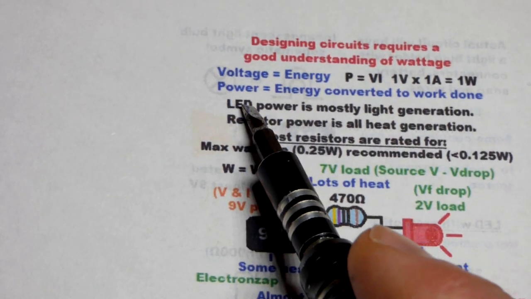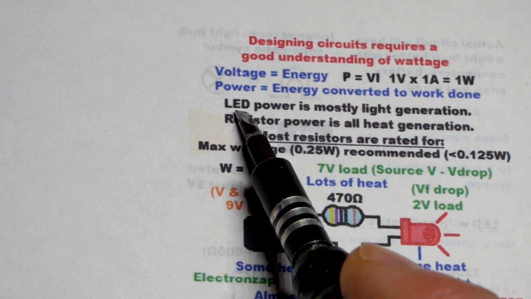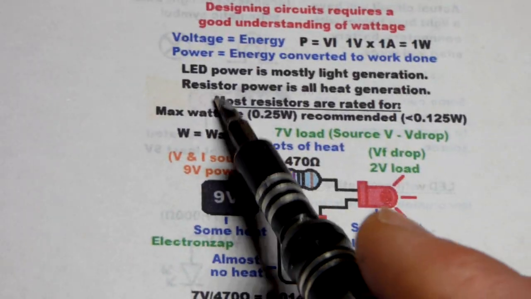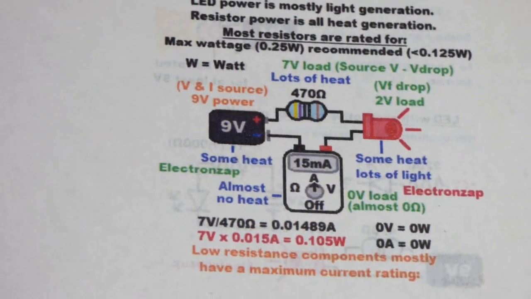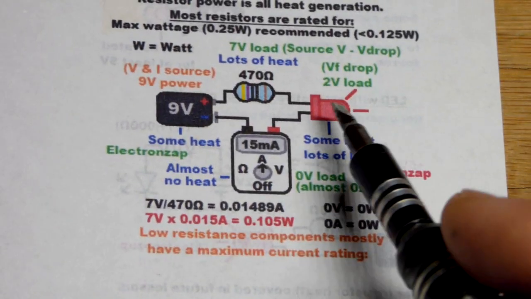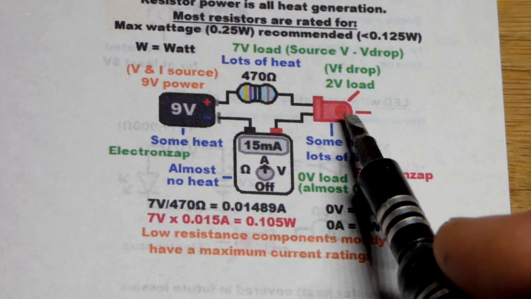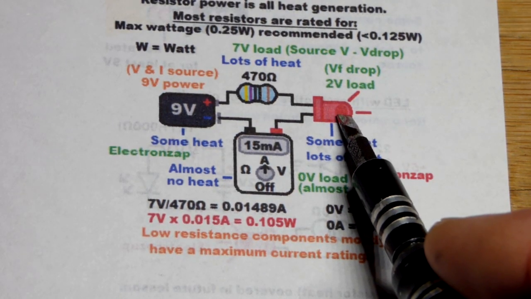Again, the LED, most of its power is for light. It doesn't really create a lot of heat unless you put too much current through it. Whereas the resistor, all of its power is heat generation. So be aware of that. The more that something provides something useful, in this case light, without producing heat, the more efficient it is.